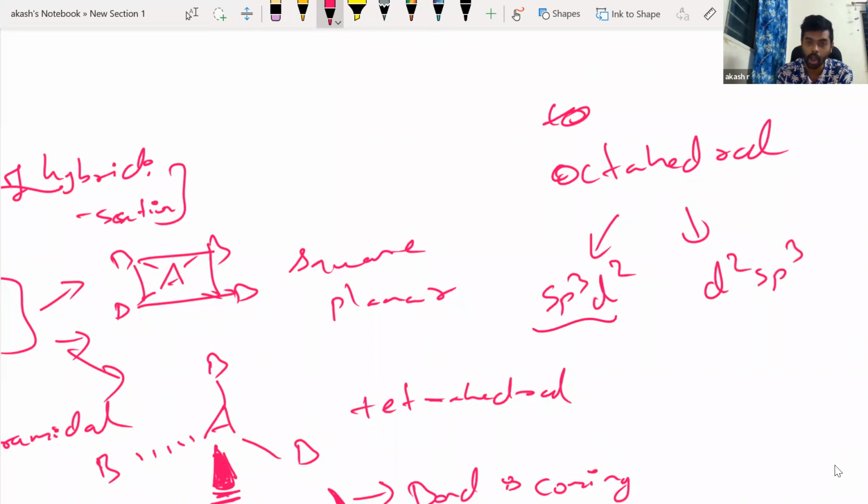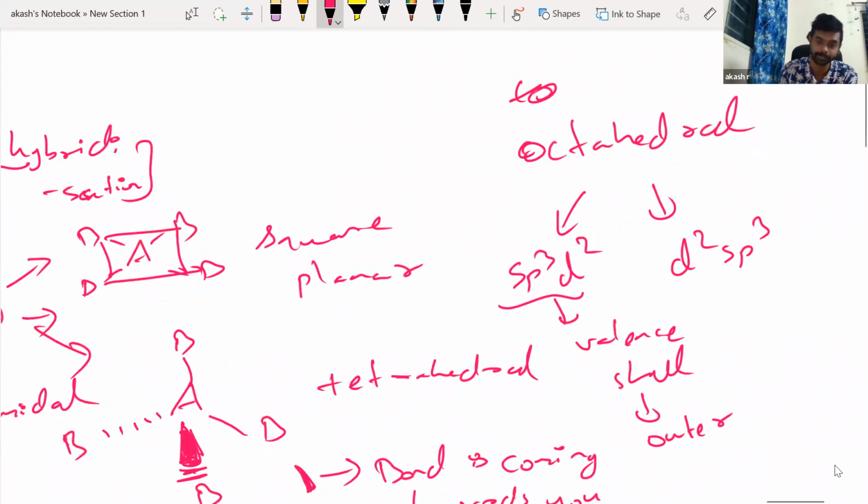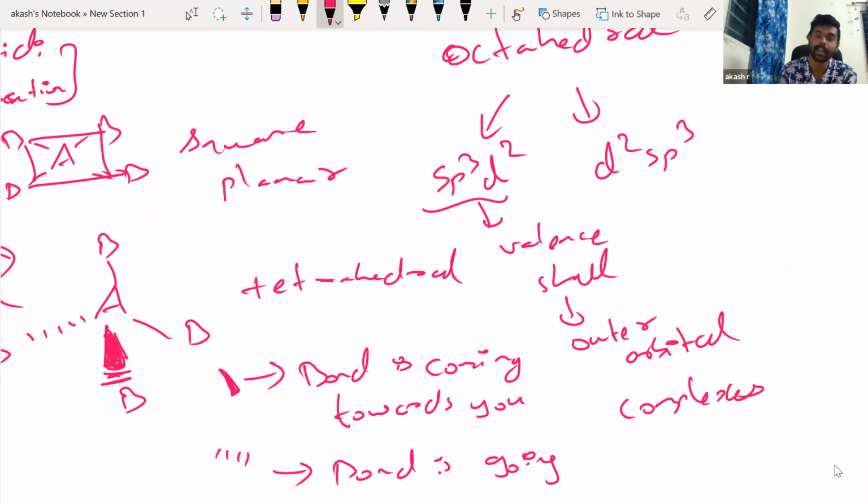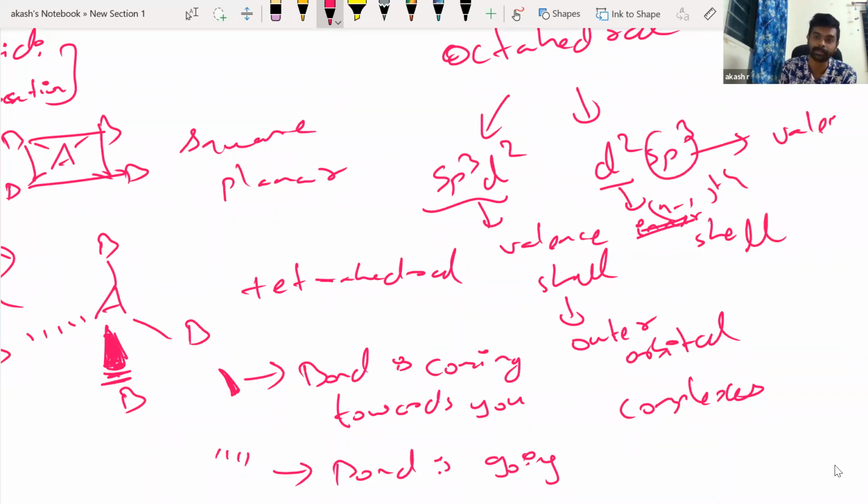Now, what is the difference here? All the three orbitals, that is s, p and d, come from the valence shell, so they can be called outer orbital complexes, right? And you understand that in the other case, this d alone is going to come from the inner shell, or say the (n-1)th shell, and this s and p come from the valence shell. So since you're using the inner d orbital, they can be called inner orbital complexes.